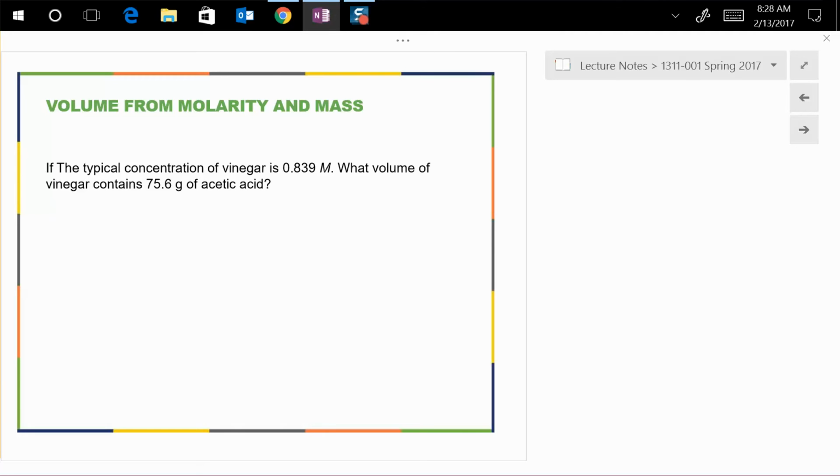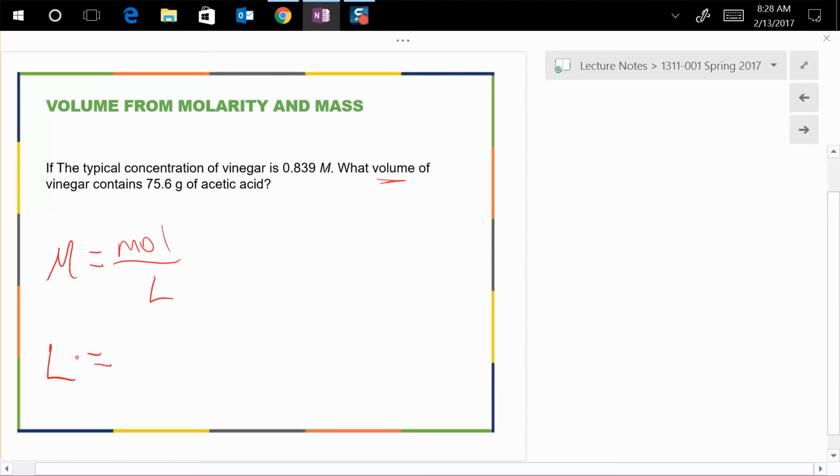Okay, first question. What am I solving for? Liters, right? What volume of vinegar? So I have the molarity equation, and I want to solve for the liters. According to the molarity equation, liters is going to equal what? Good. Moles over molarity.